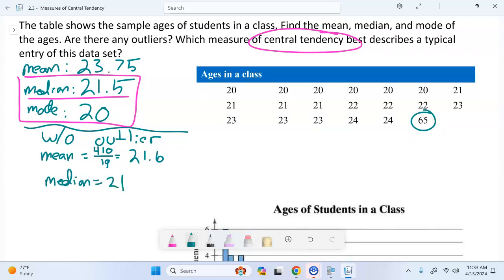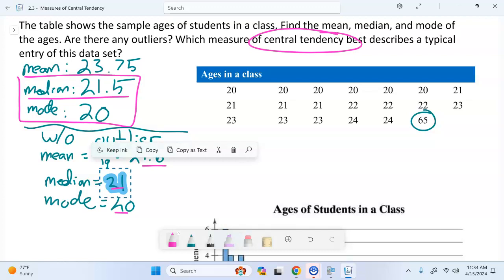21. Does our mode change? Mode doesn't change. So when we take out the outlier, what happens with our new measures of center? They're all a lot closer. So they're not as skewed. And when we see that once we remove that outlier, they all start to converge around 21, yeah, median is going to be the best measure of center in this case because it is closer to the middle and it is less affected by the outlier.